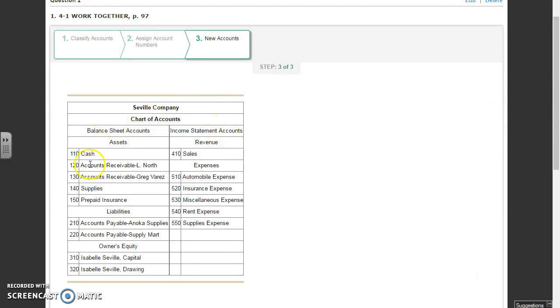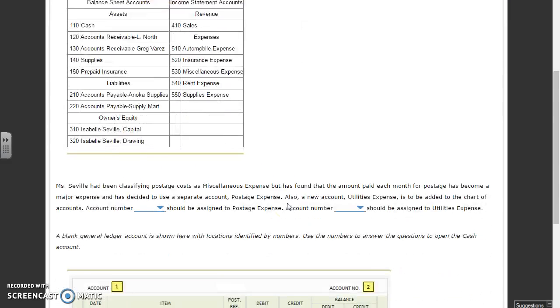Okay, so you can see we have our completed chart of accounts here. We put this together. We told it what classifications all of these accounts need to fall under, and we also gave them all a number. So we completed that. What we're going to do next is answer a few questions dealing with the account. So it says Miss Seville had been classifying postage cost as miscellaneous expense, but has found that the amount paid each month for postage has become a major expense and has decided to use a separate account, postage expense. Also, a new account, utilities expense, is to be added to the chart of accounts. Account number blank should be assigned to postage expense. Account number blank should be assigned to utilities expense.